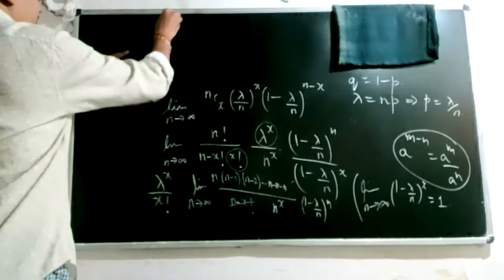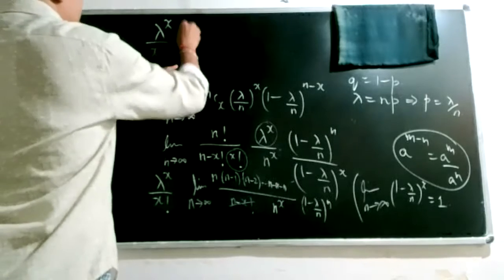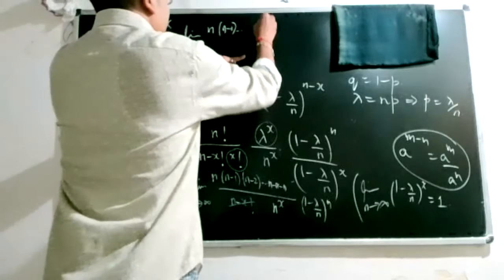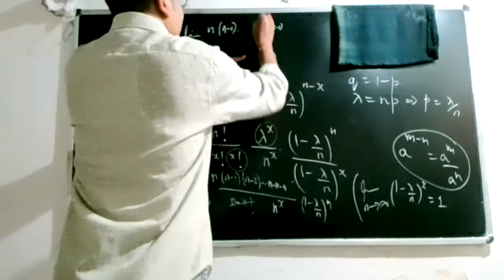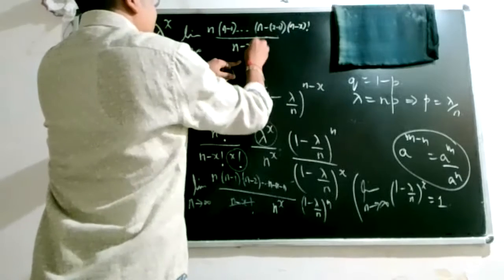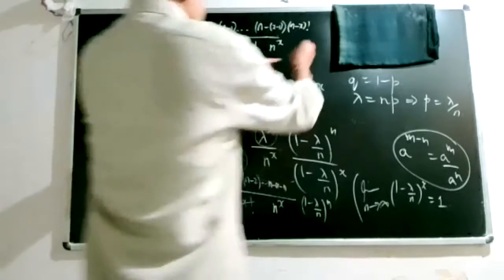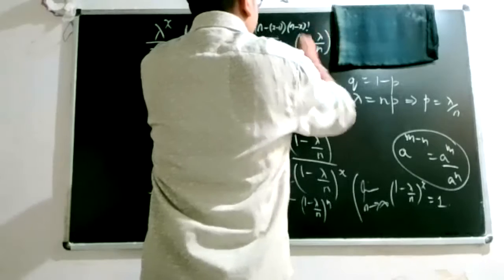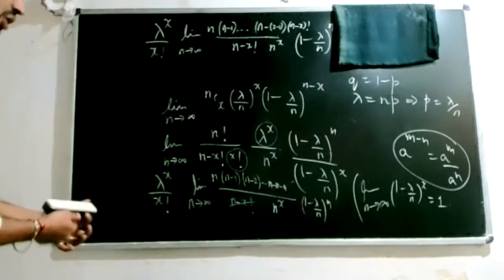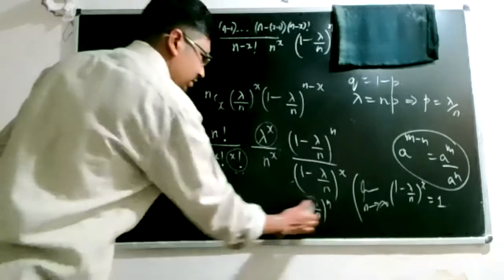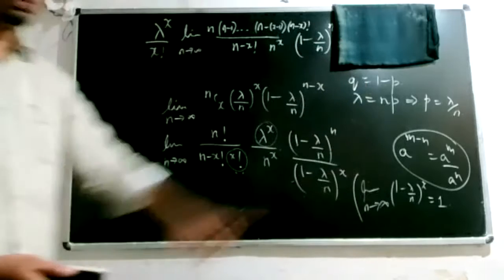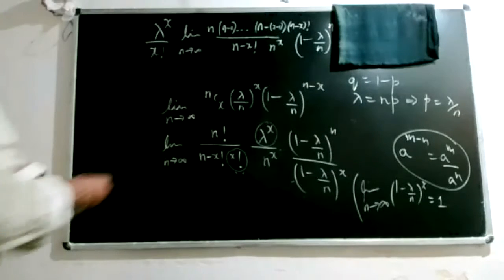Let me write it here. So we have lambda power x by x factorial, limit n tends to infinity, n into n minus 1, and so on up to n minus of x minus 1, into n minus x factorial. If you look at the previous term, that helps in counting the terms easily. And then you have 1 minus lambda by n, whole to the power of n. Please be careful, only the denominator term has vanished. This step I have written here, and you write this within the bracket in the next step, so that the term is also taken here.